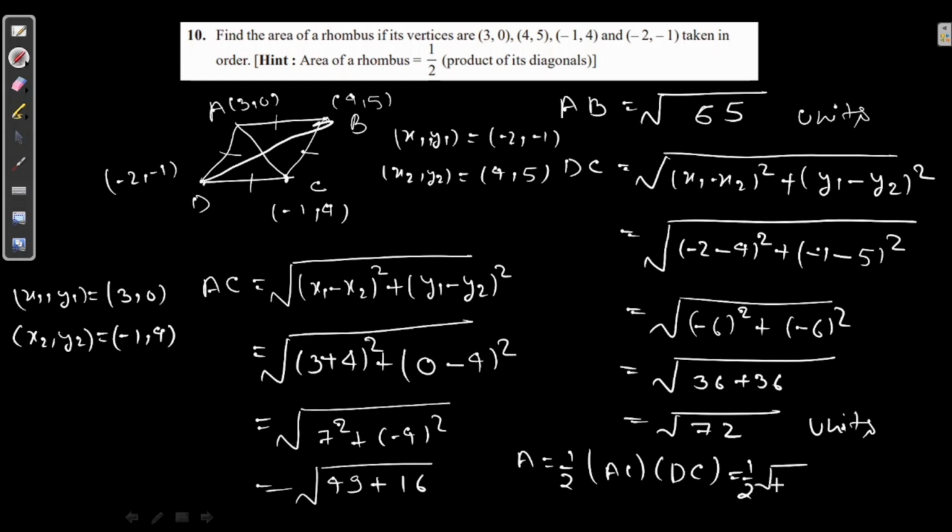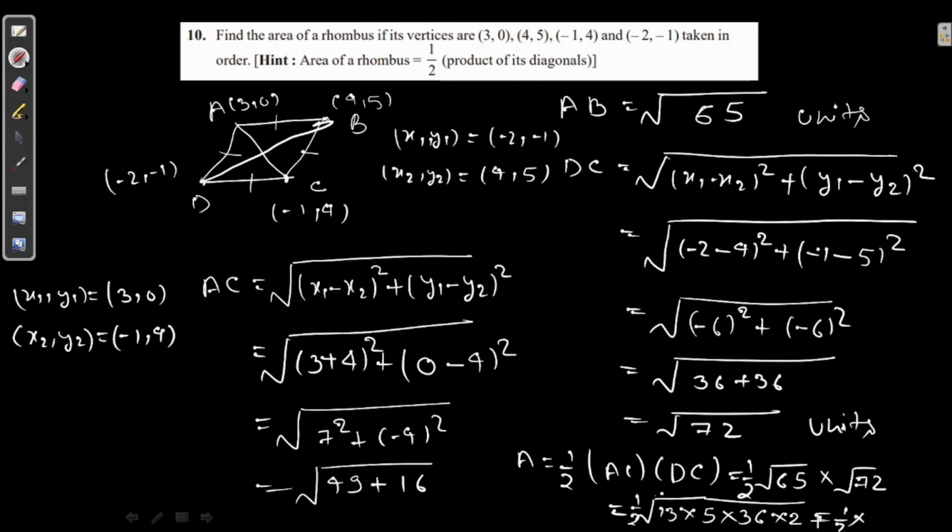1/2. The value of AC is root 65. The value of DC is root 72. I hope it is visible. 65 will be 13 into 5 inside square root. For 72, I can factorize it more, but I am writing 36 into 2, which can be solved easily. So 1/2 is there.